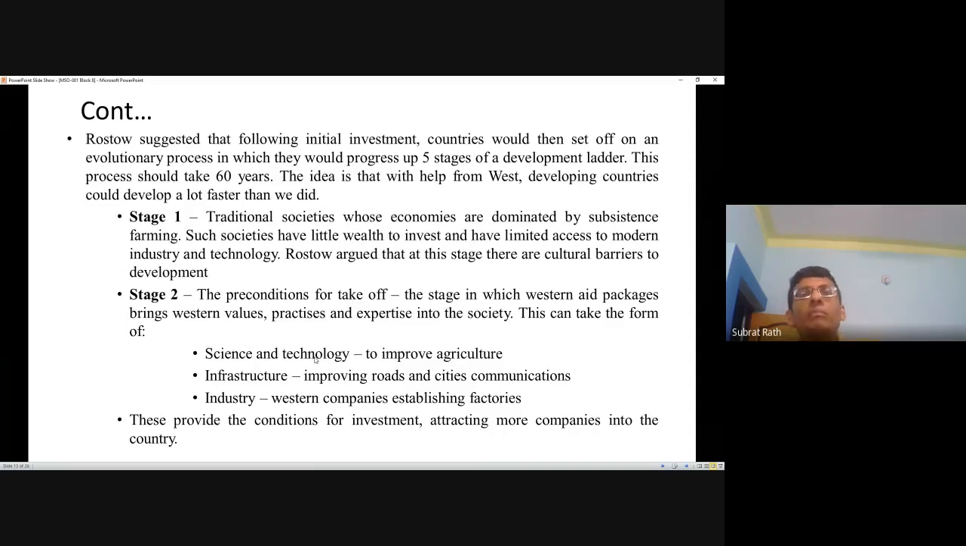So development is not possible in those countries by themselves. So he has given a model which consists of 5 stages. Stage 1, traditional societies whose economies are dominated by subsistence farming are replaced with a modern system, because in farming there is little wealth to invest. In stage 2, the preconditions for takeoff. That means in stage 2 there occurs an option in the path where people try to get out of that old tradition of farming. They are using science and technology, infrastructure and industry.